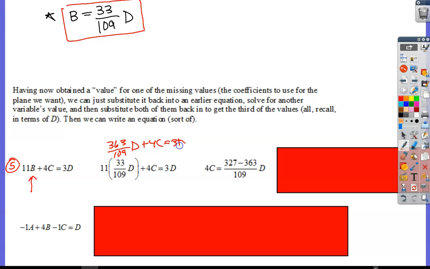I just want you to see each step. And then I'm going to subtract this. So I subtracted the 363, which means I changed these into common terms. Technically I had 4c equals 3d minus 363 over 109d. To be able to put these together, I had to change this guy, or actually I just did in my calculator 3 minus 363 over 109 and then did math to frac.